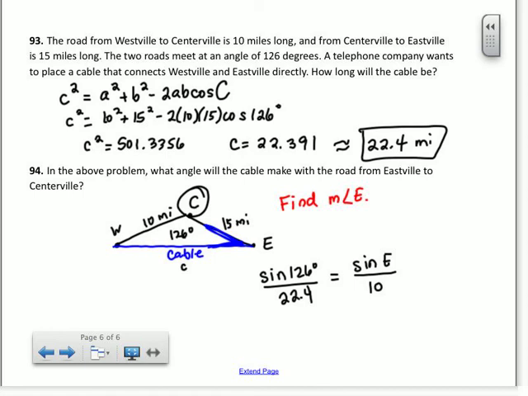So I'm going to do sine of 126 divided by answer, because I already have the 22.390524, to keep it as precise as possible. Then multiply by 10. So you get sine of e equals 0.3613. Do inverse sine. You should get e equals 21.2. So about 21.2 degrees.